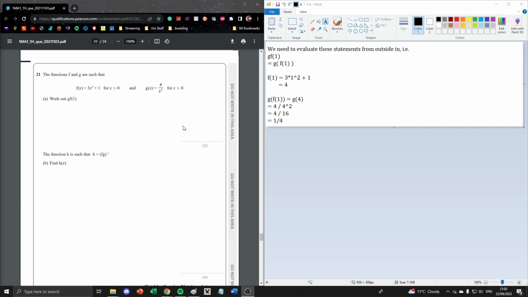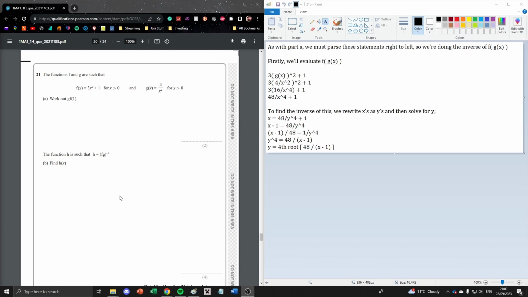So when we say g of f of 1, we work from the inside out. So we're going to apply f to 1 first, and then apply g to the result of that. So gf of 1 effectively means g of f of 1. So f of 1, of course, is 3 times 1 squared plus 1. That's obviously going to be 4 because 1 squared is 1. And then we want to do g of f of 1, so g of 4. So we're going to do 4 divided by 4 squared, which is obviously 4 over 16, which is equal to a quarter.